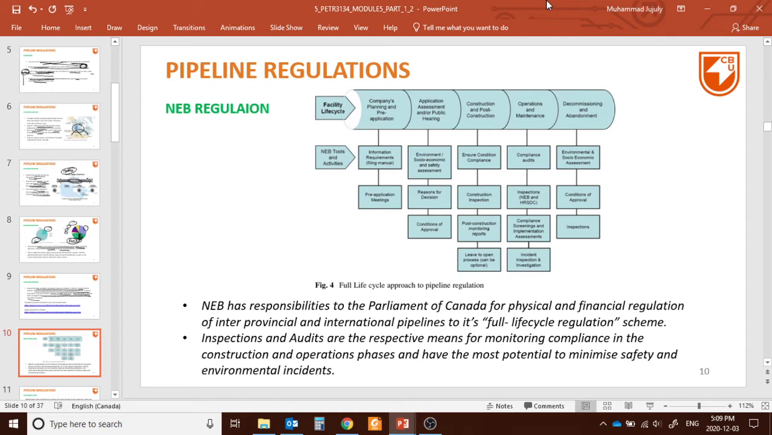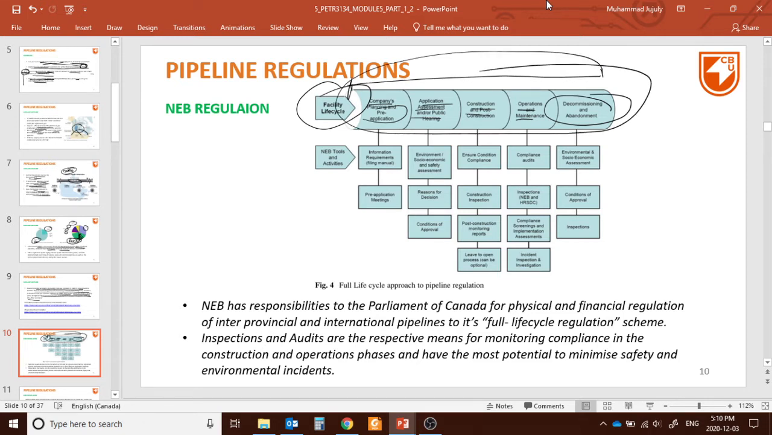Now, NEB regulation. To what extent did the National Energy Board, or NEB, get the regulation of the pipeline? So NEB regulates the whole life cycle of the pipeline. How? Starting from the company's planning and pre-application process, to the application assessment, construction, operation and maintenance, until decommissioning. That means from the cradle to the deathbed of the pipeline, the NEB regulations will be activated, and that's why it's called full life cycle regulation. It's very important, and NEB has a right to inspect and audit. This means monitoring compliance in the construction and operation phase, in order to minimize safety and environmental incidents.